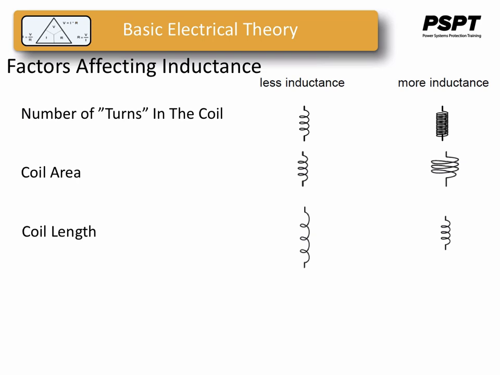The longer the coil's length, the less inductance. The shorter the coil's length, the greater the inductance. A longer path for the magnetic field flux to take results in more opposition to the formation of that flux for any given amount of field force.